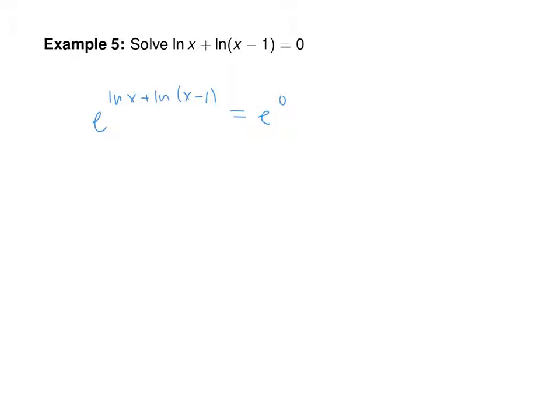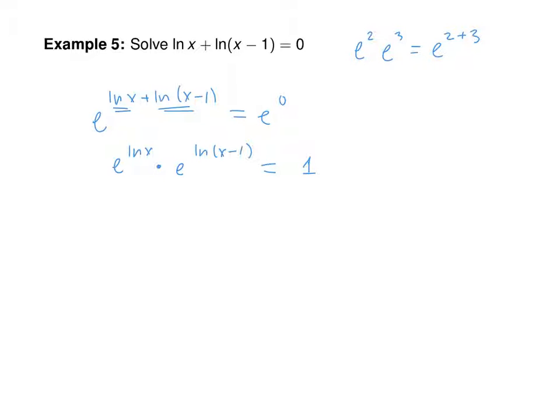What is e squared times e to the third? E to the 2 plus 3, right? So generalize that pattern to my left-hand side. Do you see what I mean? This is kind of like the 2, this is kind of like the 3, right? Becomes e to the ln x times e to the ln x minus 1, right? Equals e to the 0, which is 1. Do you see what happened there?